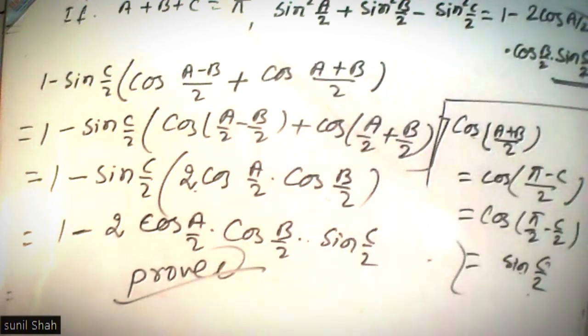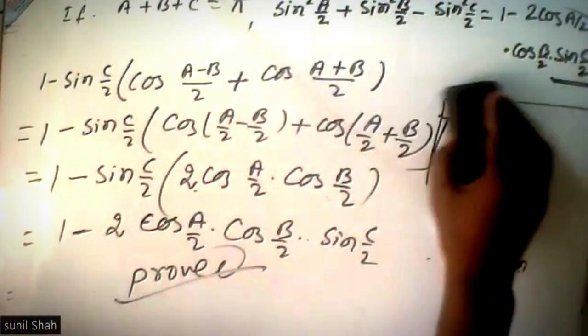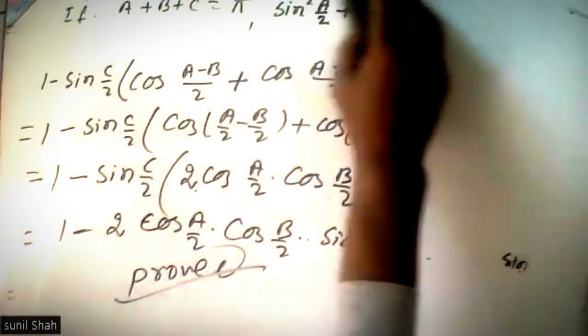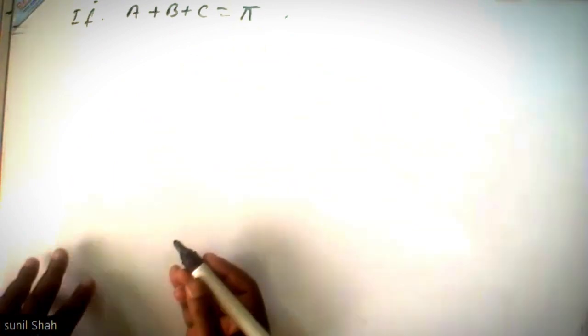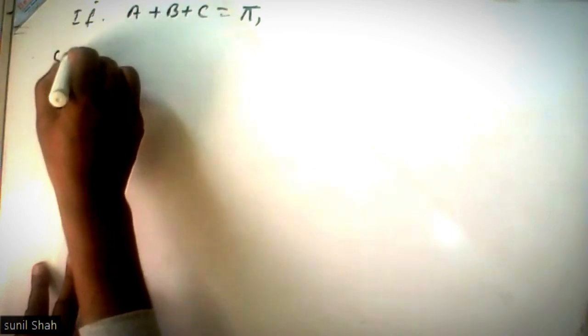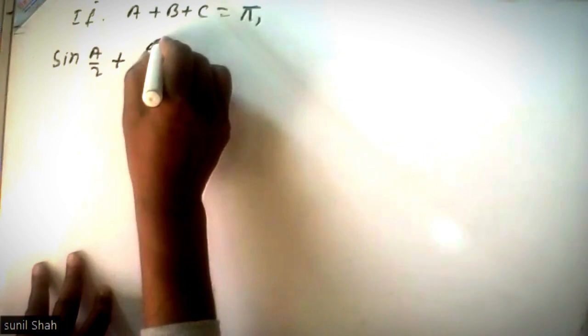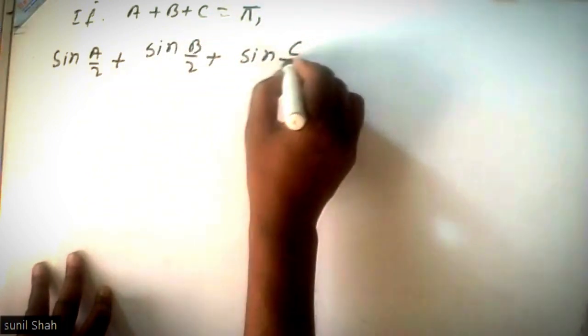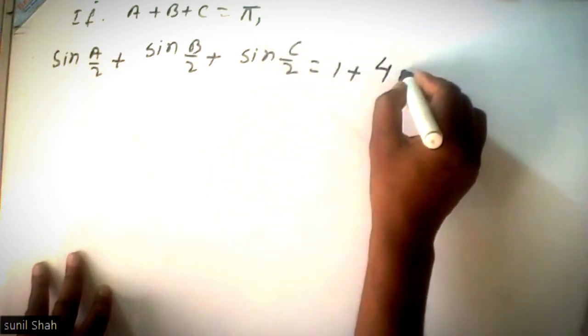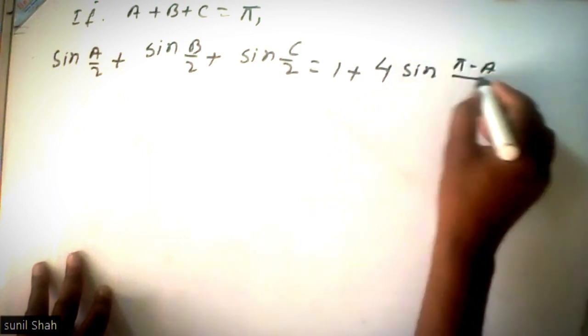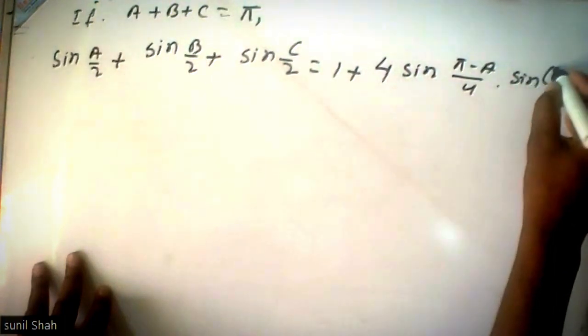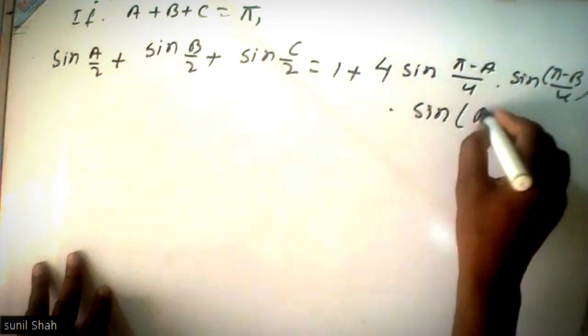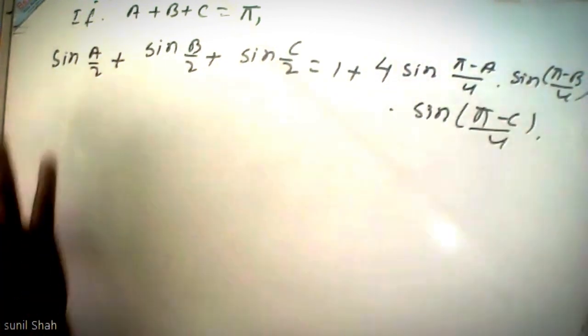One more. If A plus B plus C is equal to pi, then prove that sin A by 2 plus sin B by 2 plus sin C by 2 is equal to 1 plus 4 sin pi minus A by 4 into sin pi minus B by 4 into sin pi minus C by 4. This is the last type. Prove that. Copy the question.